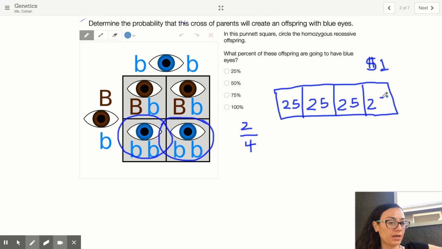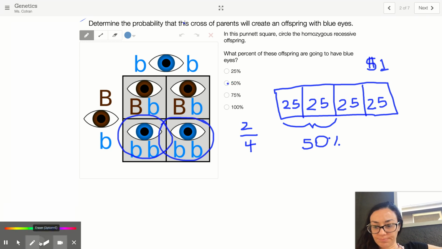So here's how I look at it. Okay. If you have 2 out of 4, how many cents is that? How much is 2 quarters? It's what? 50 cents, right? So that's the same as 50%. Saying, you know what? Half of these squares have blue eyes. So that's why this would be 50%. You with me here? 50%.